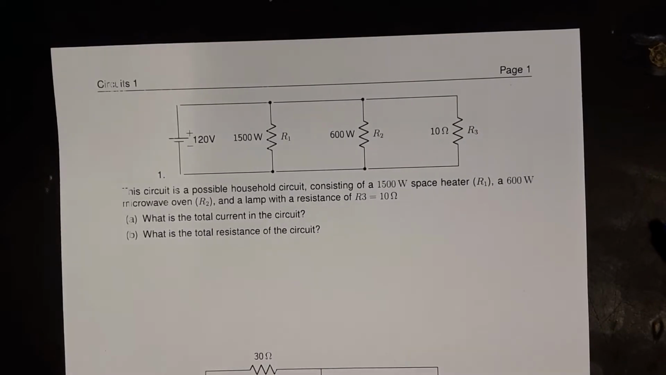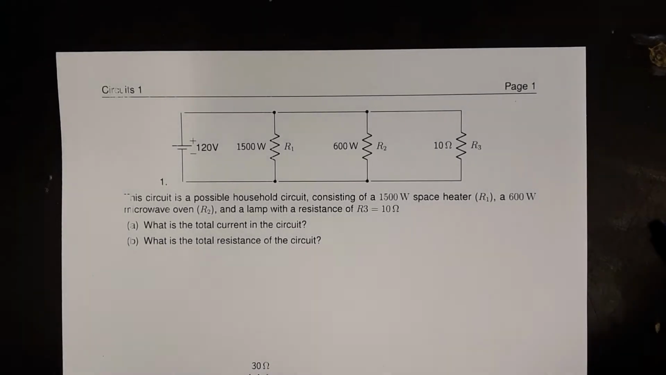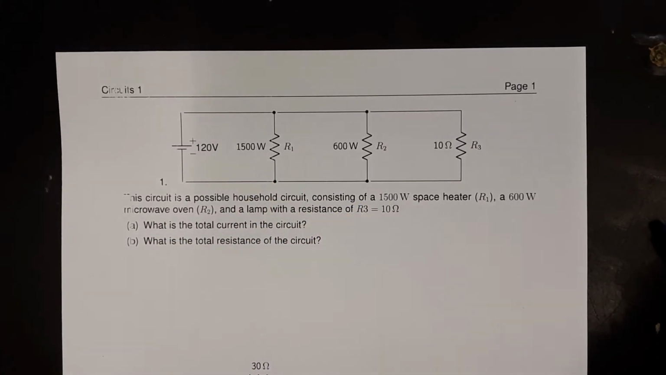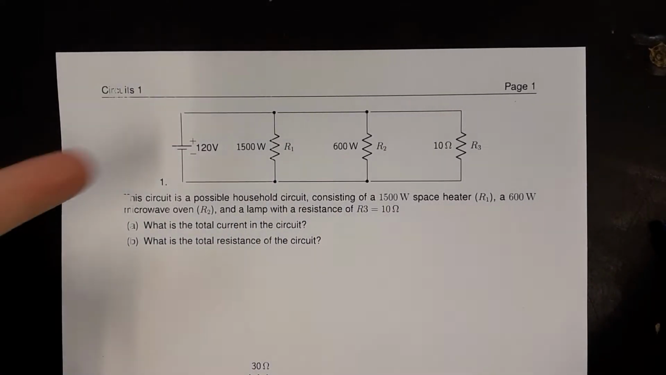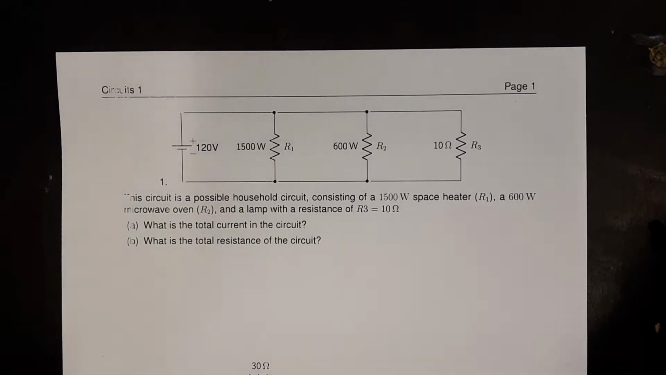All right, so we've got this circuit, and I want to briefly review the bit of circuits that we've done so far, a bit that explains what's going on here that you should have been reading in the text. All right, and then we're going to walk through this. This is a circuit you could see in your house: a space heater, a microwave, and a lamp. And you're powering it off 120 volts, which usually it's just plug in the wall, but in this case it's a battery. And so we're going to ask what the total current is and what the total resistance is.